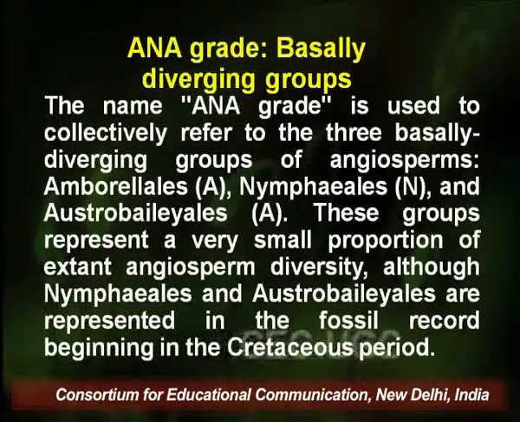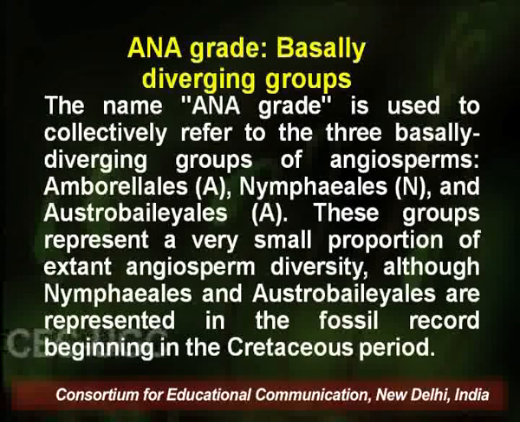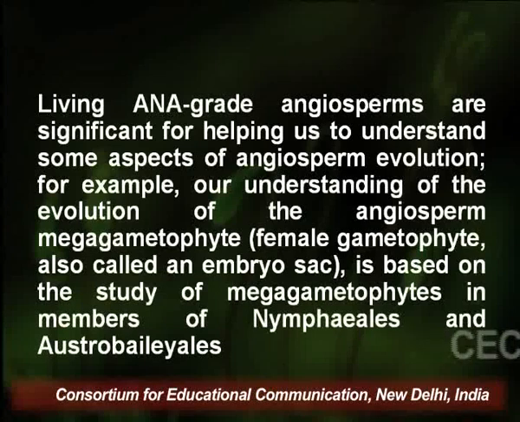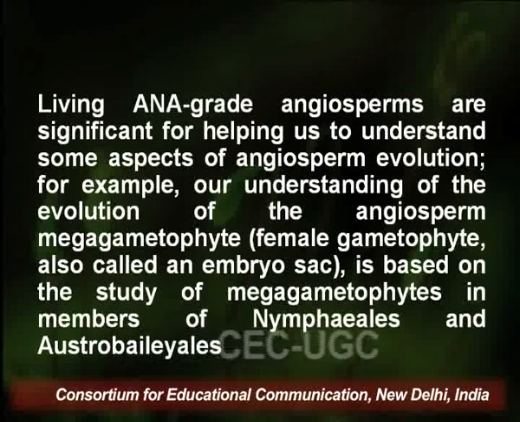The name ANA grade is used collectively to refer to 3 basally diverging groups of angiosperms, where A stands for Amborellales, N stands for Nymphaeales, and another A stands for Austrobaileyales. These groups represent a very small proportion of extant angiosperm diversity, although Nymphaeales and Austrobaileyales are represented in the fossil record beginning in the Cretaceous period. Living ANA grade angiosperms are significant for helping us to understand some aspects of angiosperm evolution.